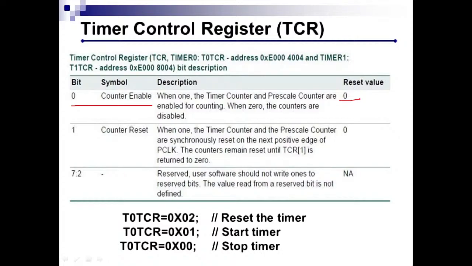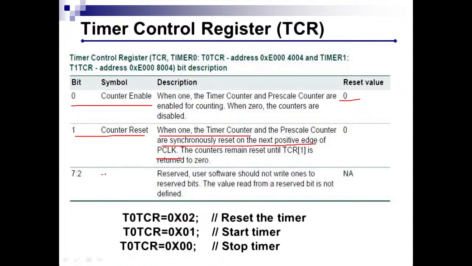So if you want to use the timer or a counter, you have to enable this bit, because by default it is 0. So with programming you have to enable this bit. Whenever you want to run the timer, you have to set this bit to 1. Then only the timer or counter will start. If you want to reset your counter or timer register value, you have to use bit 1. When it is 1, the timer or counter will be synchronously reset on the next positive edge of the PCLK. So if you want to reset it, you have to set this bit equal to 1.